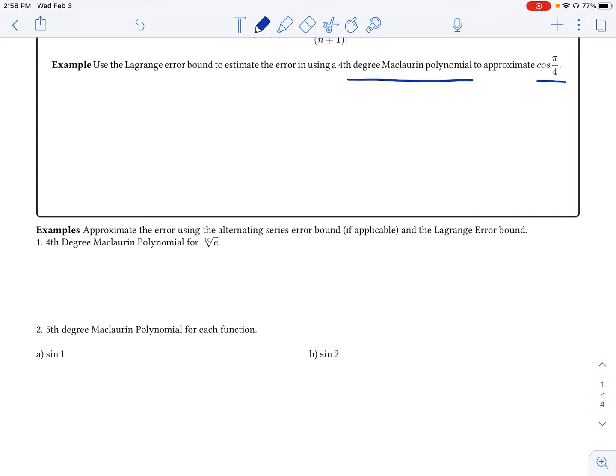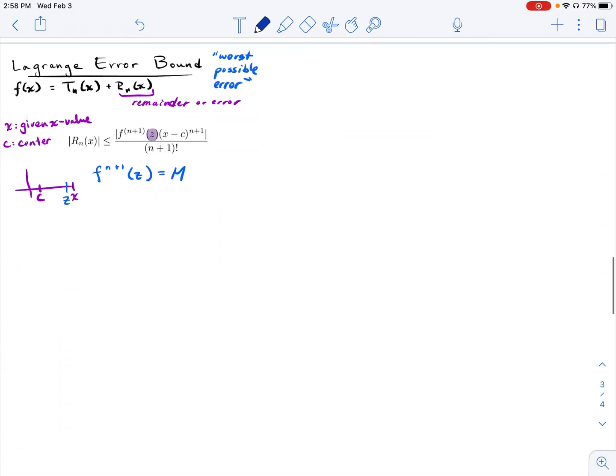Now, before I do this problem, I want us to all pretend that we don't know how to find the cosine of pi over 4, right? Because if you are in a calculus course, hopefully by now you do know what the cosine of pi over 4 is, but we're going to just start with a really basic function here so I can easily model for you how to quickly find the Lagrange error bound. And then we're going to use that process for more difficult functions later on down the line.